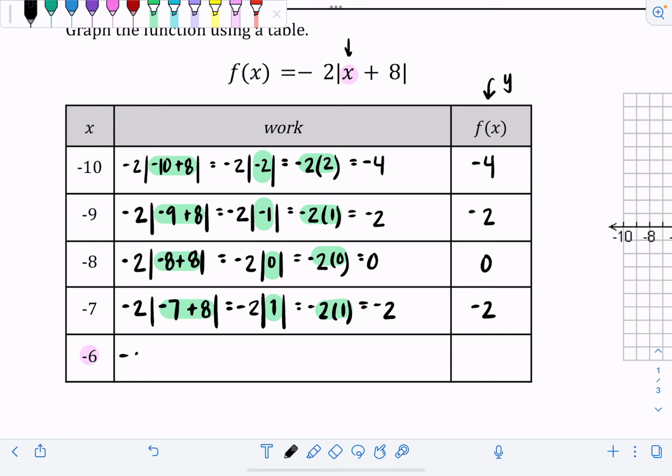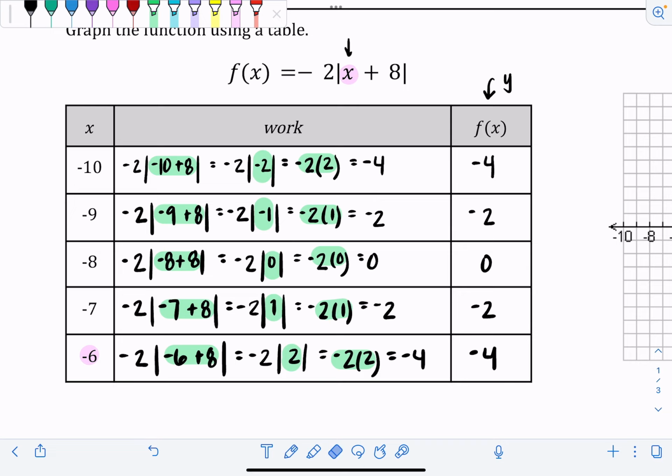So it'll be -2 times the absolute value of -6 goes in for x plus 8. And then I'll add inside of the absolute value bars, so this will be -2 times the absolute value of -6 plus 8 is +2. I can take the absolute value of +2, and that just stays regular 2. So this would become -2 times 2. And then finally I can multiply: -2 times 2 is -4. And then I end up with a -4 over here.